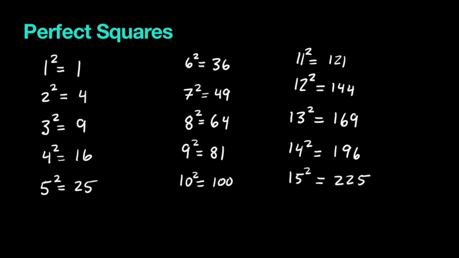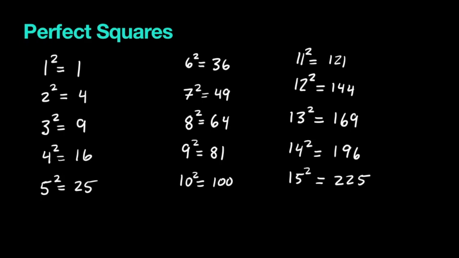So just looking at the numbers, you should be able to tell which one is a perfect square. And again, the perfect squares are going to be this group on the right side. So 6 is not a perfect square, but we know that 36 is a perfect square. 13 is not a perfect square, but we know that 169 is a perfect square.